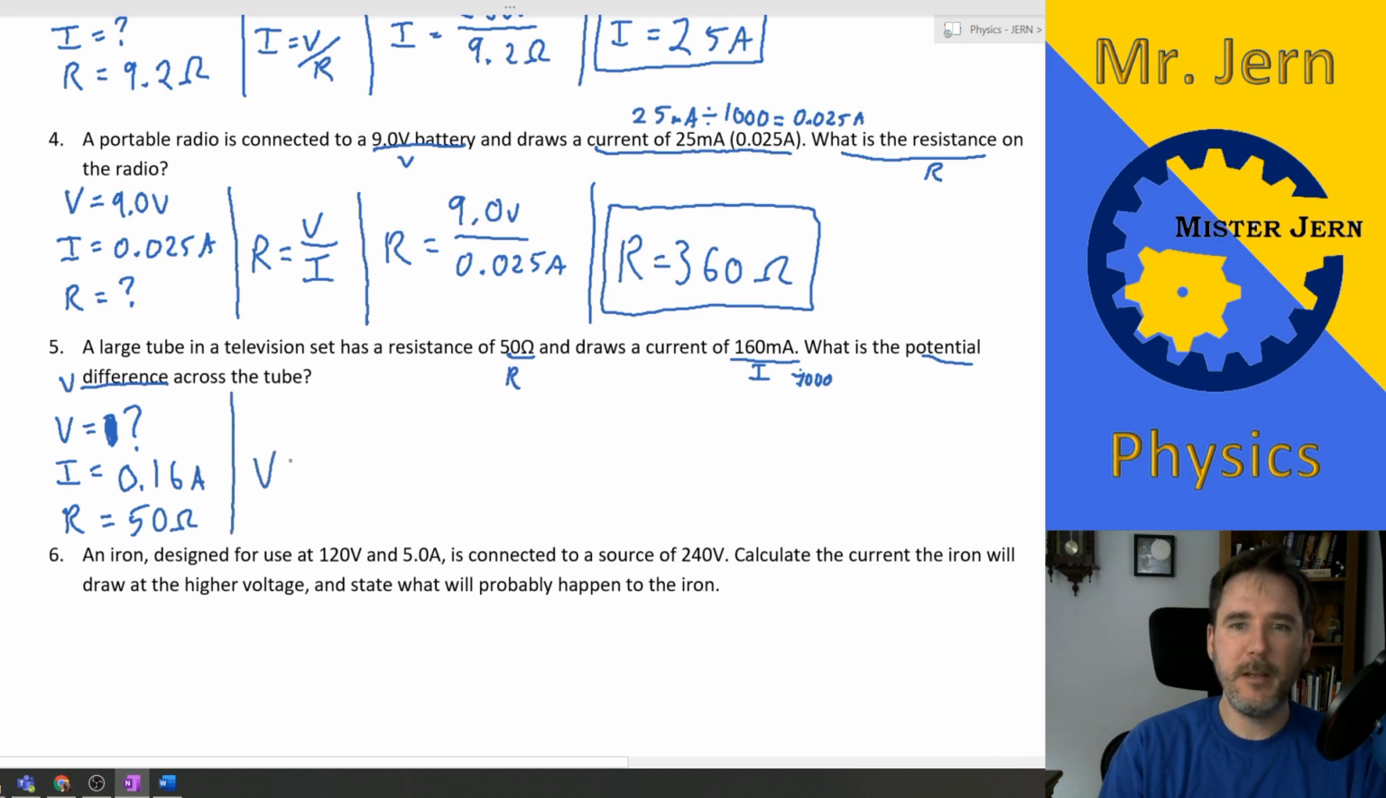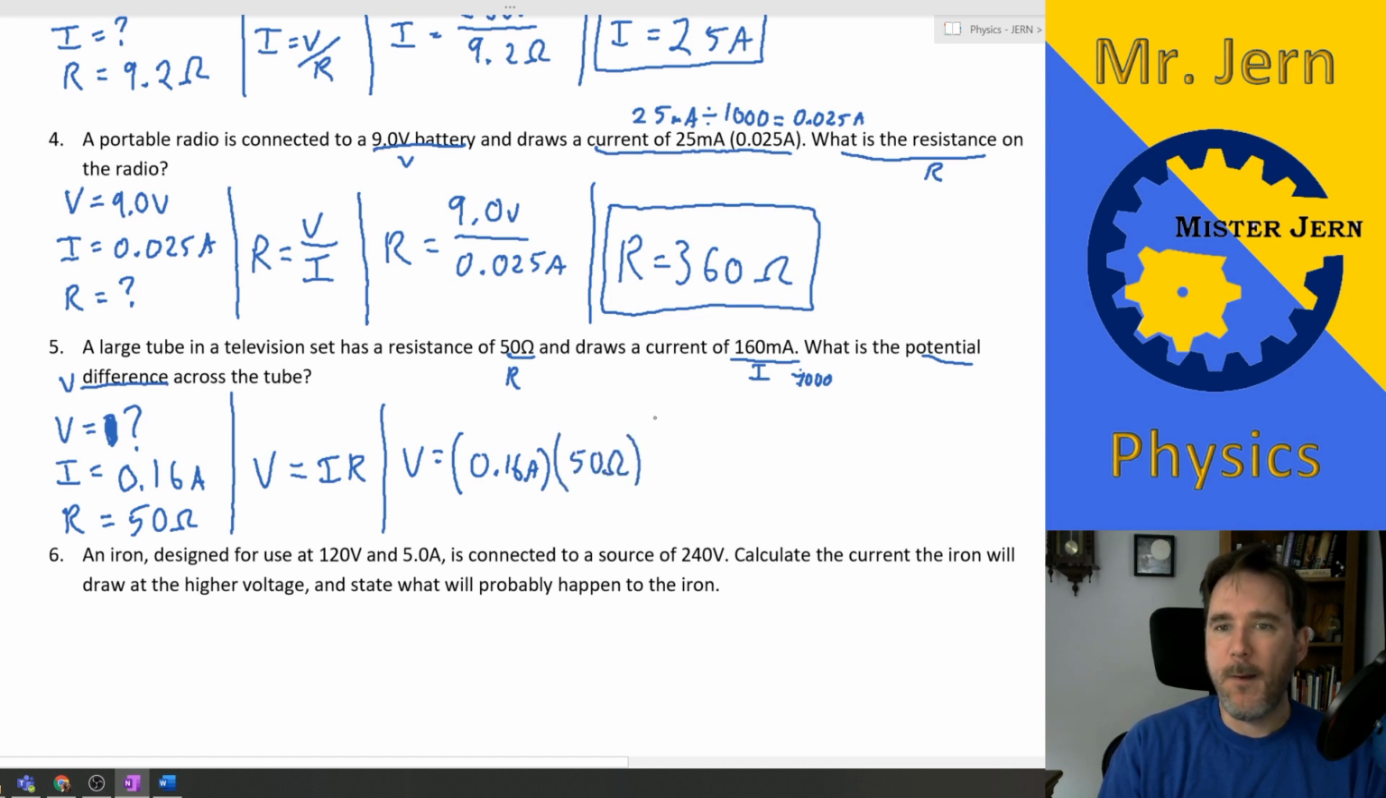So now V. I want to try to find V, and I look up above and I see it's V equals I times R. I've already gotten that one written out. So V is 0.16 amps multiplied by 50 ohms. And whoop, the voltage is 8 volts. Okay, so there's the next one.